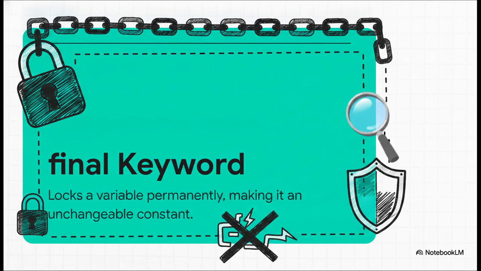Final is the ultimate lock. When you apply final to a variable, you are telling Java that once a value is assigned, it is a constant. It stays fixed forever. If anyone even attempts to write code that reassigns a final variable, bam, hard compiler error before the program even runs. It is your ultimate shield against accidental mutation.